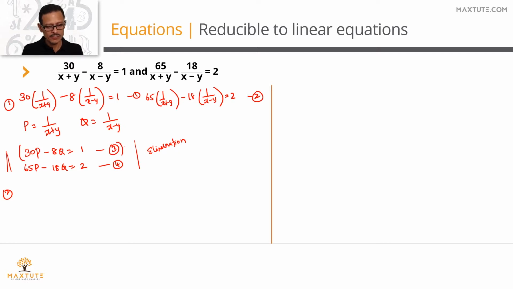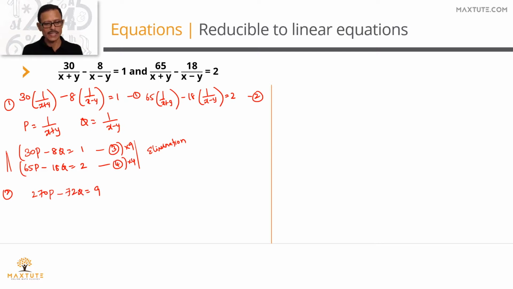Let's multiply the first equation with a 9. So 8 into 9 will become 72. Let's multiply the second equation with a 4. 18 into 4 will also become 72. Let's do that. So 30 times 9 is 270. This is step 2 for us. 270p minus 8 into 9, which is 72q.